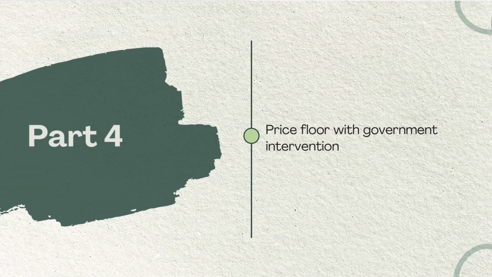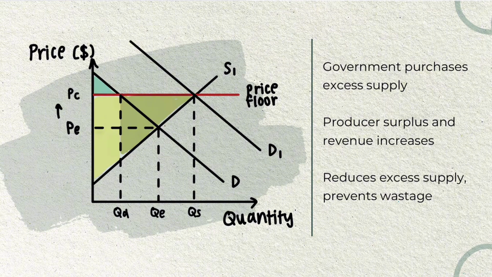And now let's take a look at the diagram when there is a price floor with government intervention. The government buys up the entire excess supply, at this point shifting demand from D to D1. The producer surplus increases dramatically, which is represented in the dark yellow triangle here. And the benefits to this is that it reduces excess supply and prevents wastage. However, this is taxpayers' money that we're using, and these purchases might not benefit the entire economy.